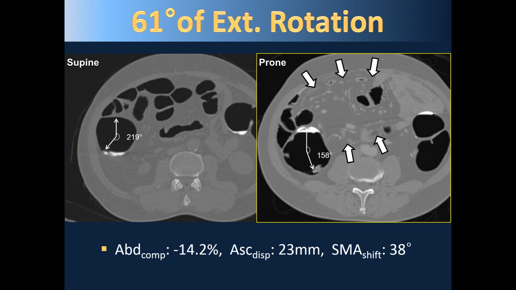Let me show you an example with a large degree of external rotation, which is 61 degrees. Look at the bulk of the small bowel mesentery, which indicates wide areas in prone position compared with that on supine position. These occupy the abdominal space medial to the midline ascending colon according to gravity once the abdominal compression was gone. They probably push the ascending colon posteriorly to a certain degree and made the ascending colon rotate externally.